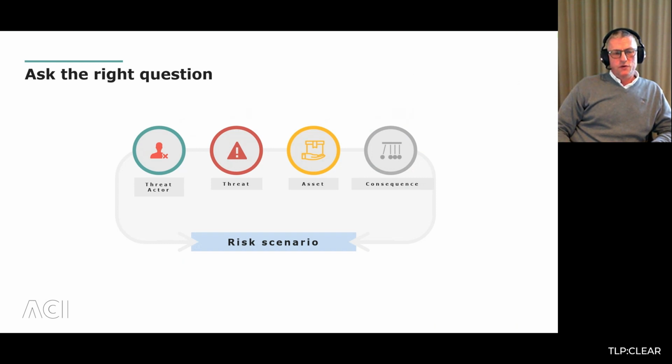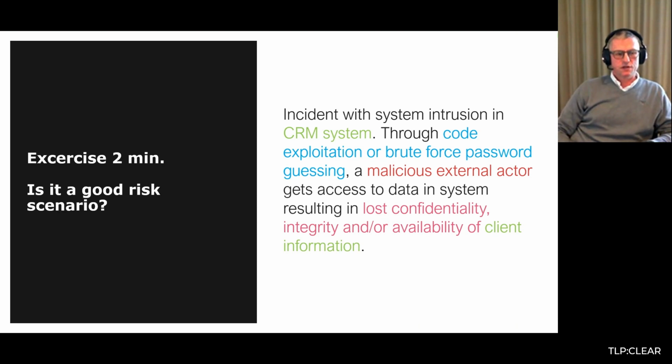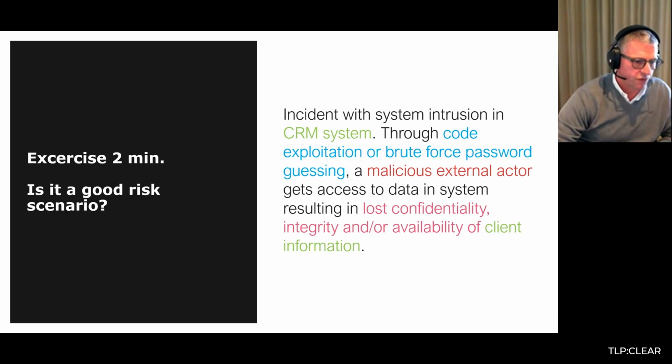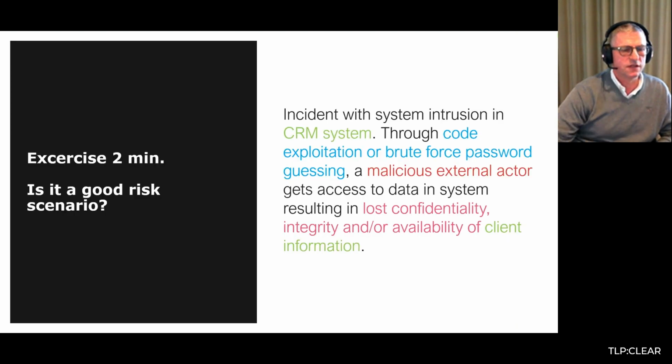A good risk scenario has 4 components. It has a threat actor. It has a threat. It involves an asset. And it has a consequence. Each one of these elements has a clear definition. Is this a good risk scenario, do you think? Try to look at it. Does it comply with the protocol that we just saw before, that it had these 4 elements? Does it have these 4 elements?